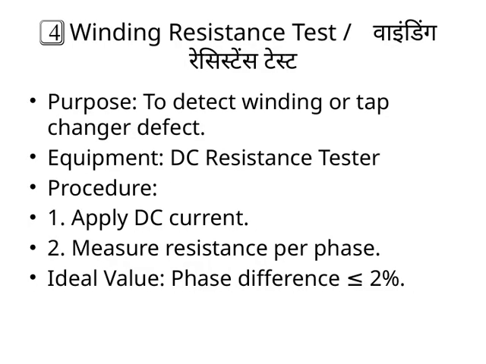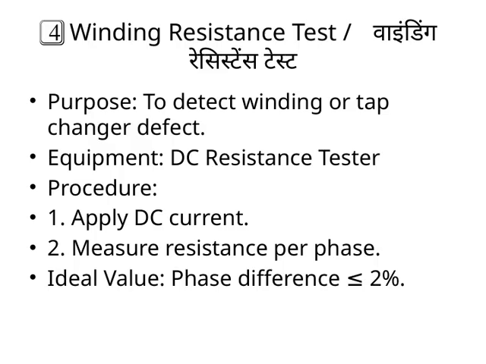Let's talk about the winding resistance test, which is also known by its Hindi name. The main purpose of this test is to detect any issues or defects in the winding or tap changer of a transformer. It's a crucial diagnostic step to ensure the equipment is operating properly. For this test, we use a DC resistance tester. This device helps us measure the resistance of each winding accurately.